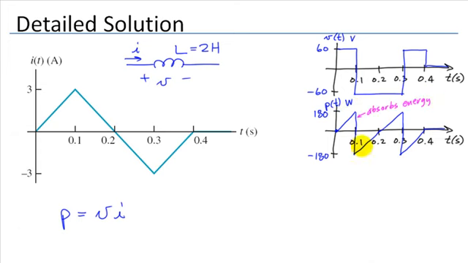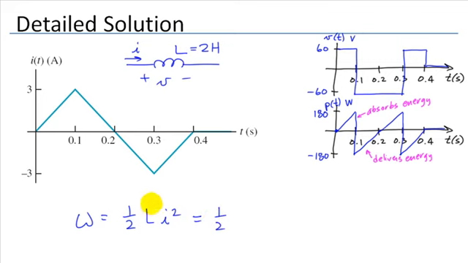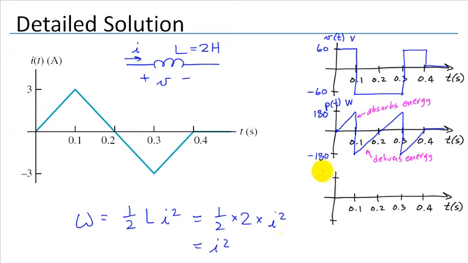Let's reflect on this for just a moment. Anytime we have positive power, the inductor is absorbing energy. So during this interval it's delivering energy when the power is negative. Alright, lastly we are looking for the stored energy, which is 1/2 inductance times the square of current. And that's 2. And we'll multiply that by the square of the given current waveform. Effectively, it's just the square of the current, but of course it has units of joules.